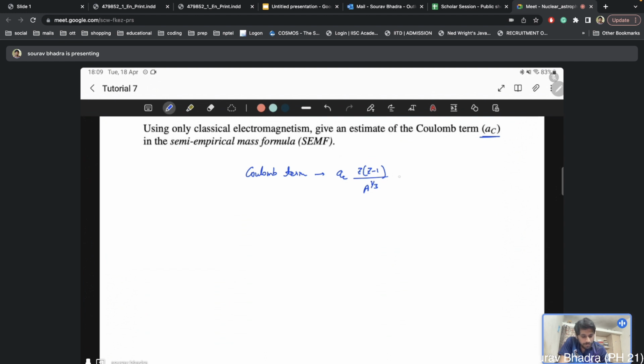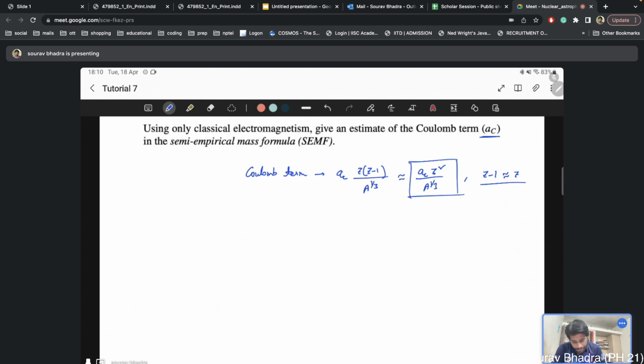Okay, so this formula I can write as a_C Z squared divided by A to the power 1/3. Here the assumption is that Z minus 1 is equivalent to Z. This is just an assumption. Suppose you have a higher number of Z, that is 50 and above, then for 50 and 49, you can approximate 49 as 50. So this is just an approximation. You can use Z(Z-1) in this problem also. The result will not differ by a very large amount, but for simplicity, I assume that Z minus 1 is equivalent to Z.